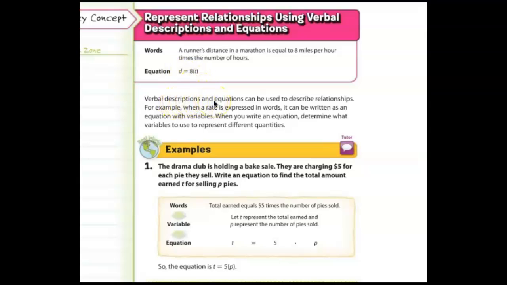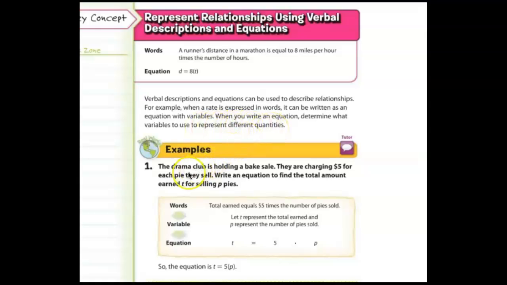Verbal descriptions and equations can be used to describe relationships. For example, when the rate is expressed in words, it can be written as an equation with variables. Then when you write an equation, determine what variables to use to represent the different quantities.